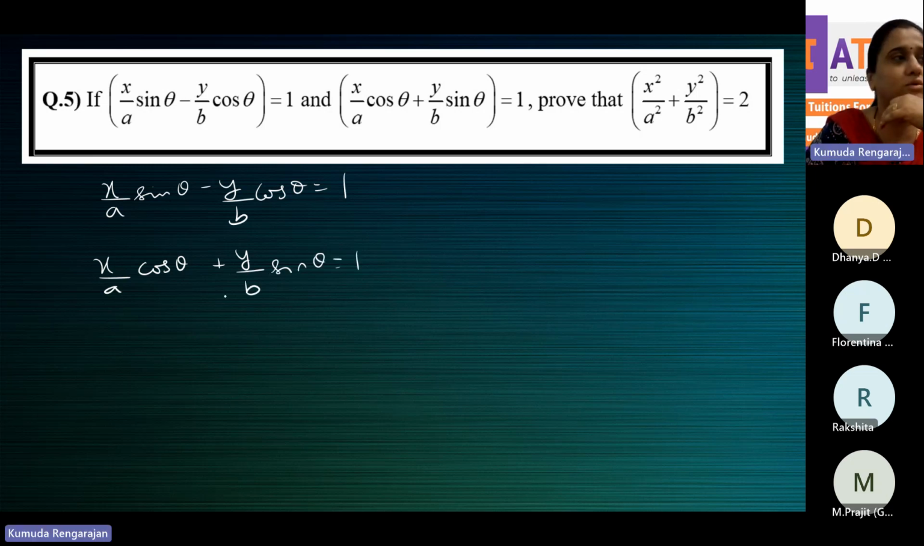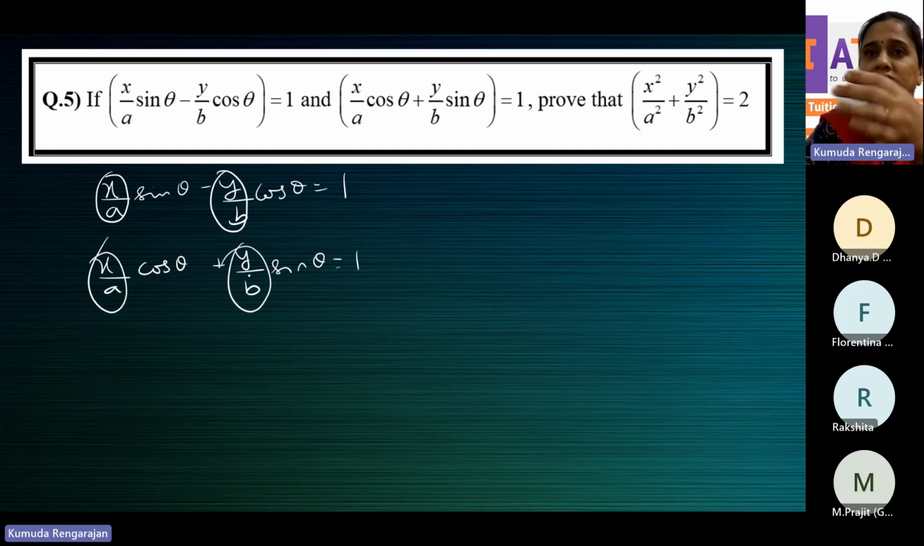What we're going to do is treat x by a and y by b as unknowns, like how you solve two linear equations in x and y and find the values of x and y. When you have two linear equations, you write them one below the other and use the elimination method. You make the coefficients equal, cancel out one of the variables, find the value of the other variable, and then substitute to find the value of the first variable.